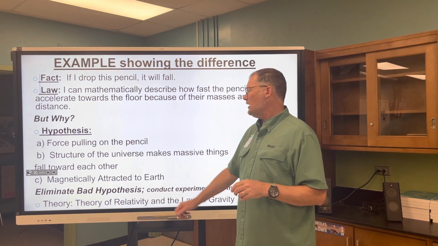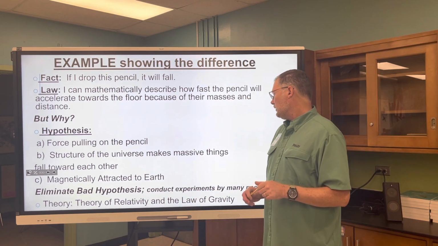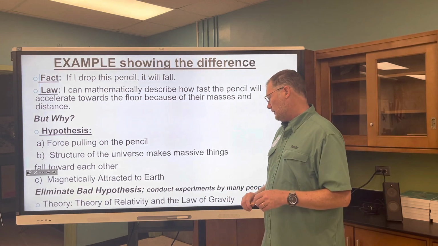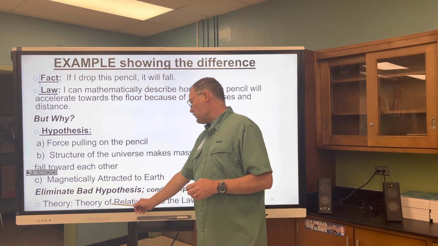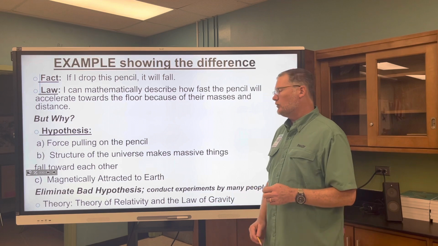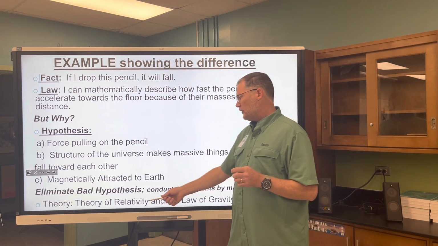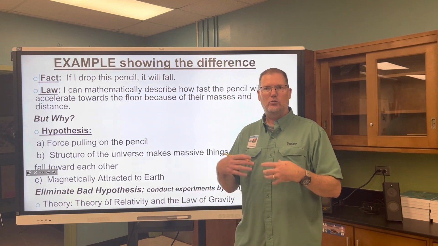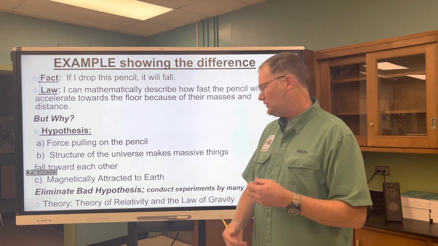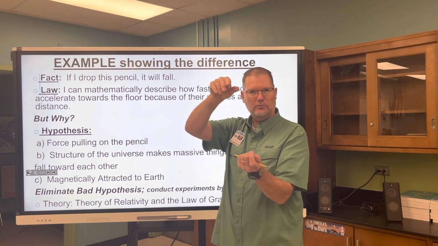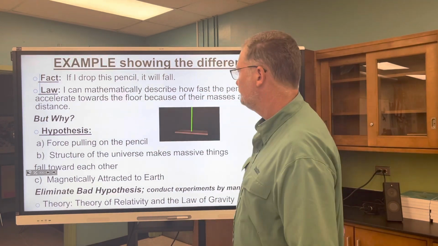So it helps to eliminate bad hypotheses by conducting lots of experiments by different people. We talked about that already. And so you've got the theory of relativity versus the law of gravity. They are related to each other, but the theory of relativity changes with new facts, with new evidence. The law of gravity won't change. It's a fact in itself.